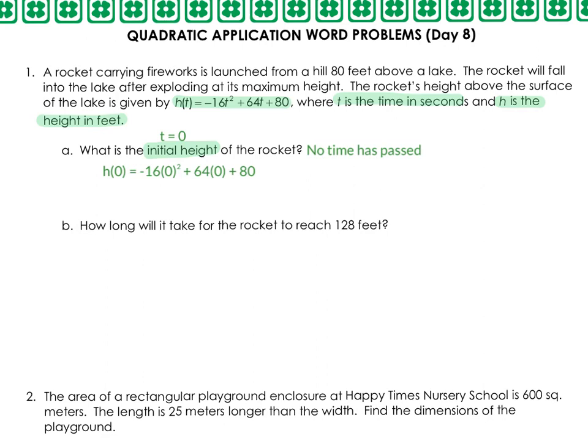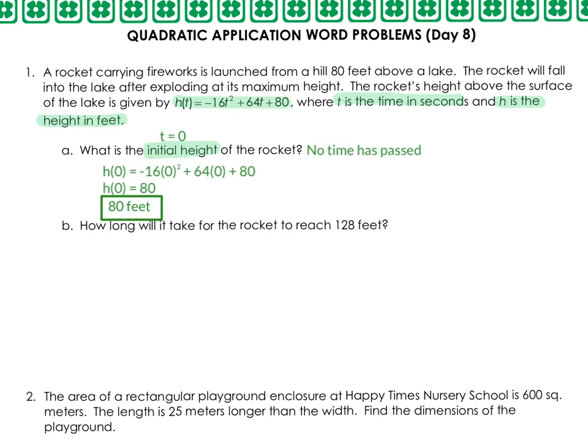So the first line I just wrote is h of 0 equals, and then everywhere I had a t in my original equation, I plugged in that 0. When I put this all in my calculator exactly the way I see it with parentheses, I end up with h of 0 equal to 80. So that tells me that my initial height is 80 feet.